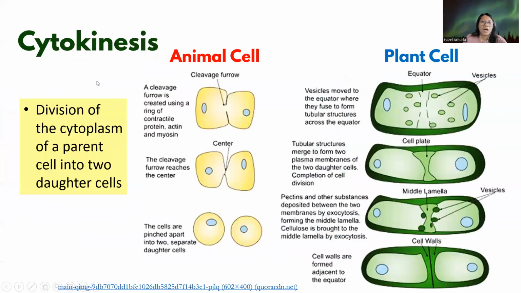Next, this is just a difference between cytokinesis in animal cell and plant cell, and it's just what I said earlier na cytokinesis sa animal cell is the creation of cleavage furrow. So merong naka-create na cleavage furrow using a ring of contractile protein, actin, and myosin. So basically, cytokinesis is madidivide lang yung parent cell para makaproduce siya ng 2 daughter cells.